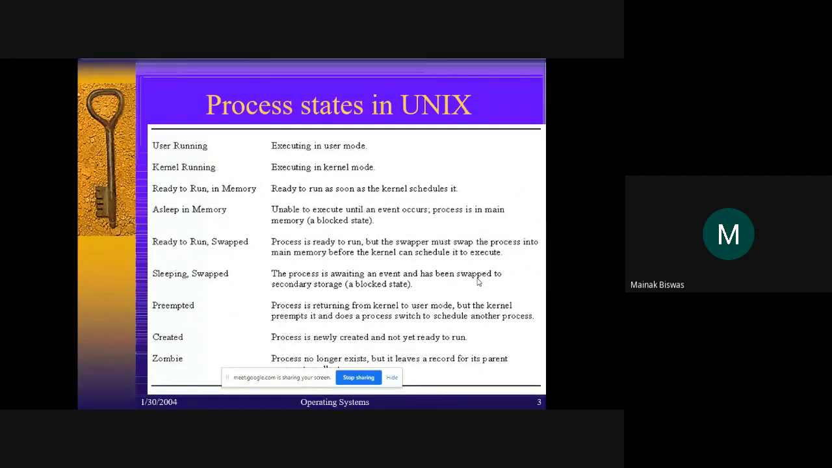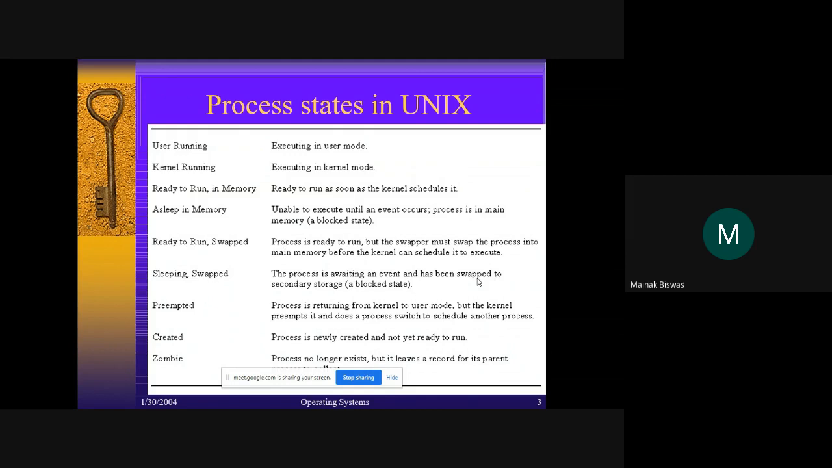Sleeping, swapped means the process is awaiting an event and has been swapped into secondary storage. It is waiting, so it is not required to be in memory, and it is swapped to the hard disk. Preempted means the process is returning from the kernel to user mode, but the kernel preempts it and does a process switch to schedule another process.